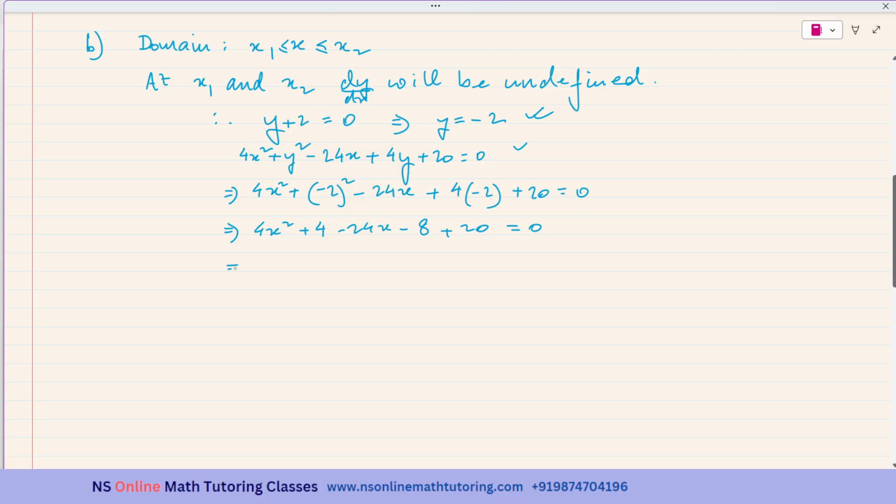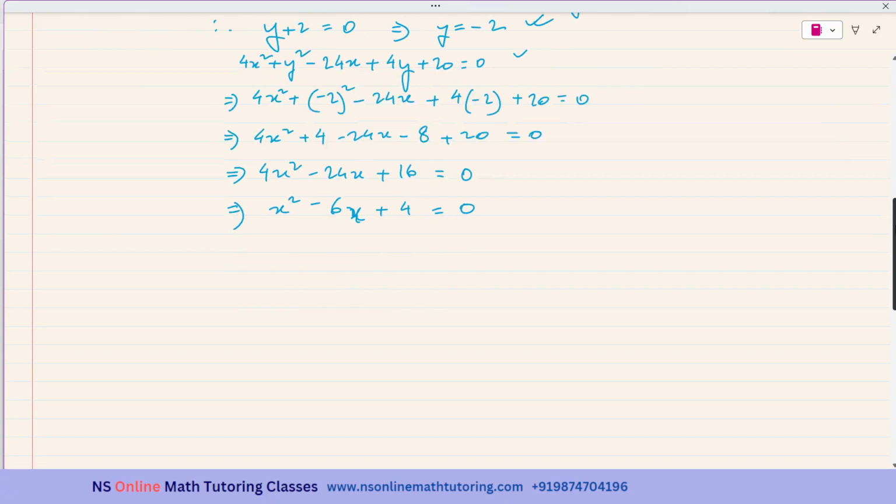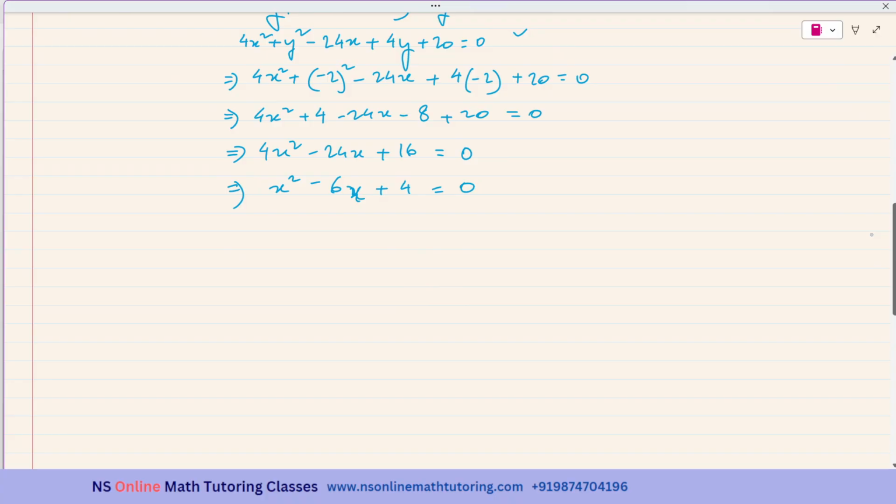And this is 4x squared minus 24x plus 4, and minus 8 is minus 4, plus 20 is plus 16, is equal to 0. Okay. So I can divide the entire equation by 4 and I get x squared minus 6x plus 4 is equal to 0. So obviously I cannot factorize, and from the domain expression that they have given, it is obvious that I have to use the quadratic formula.